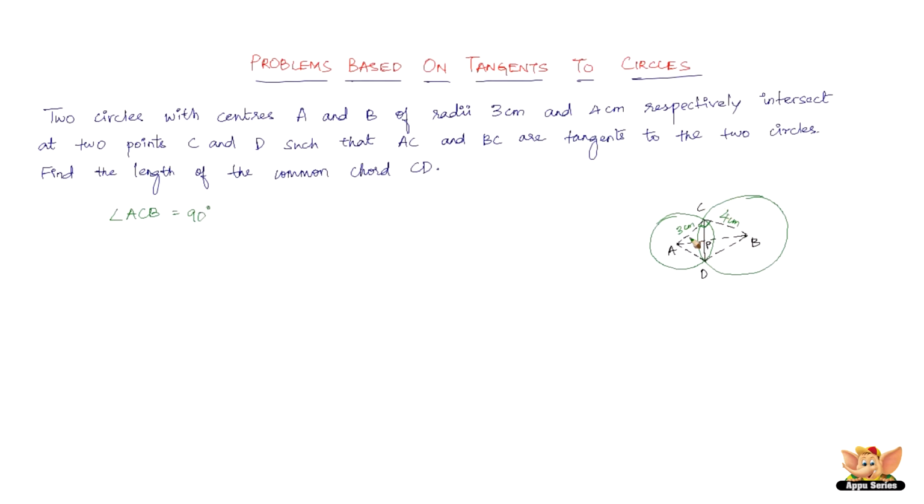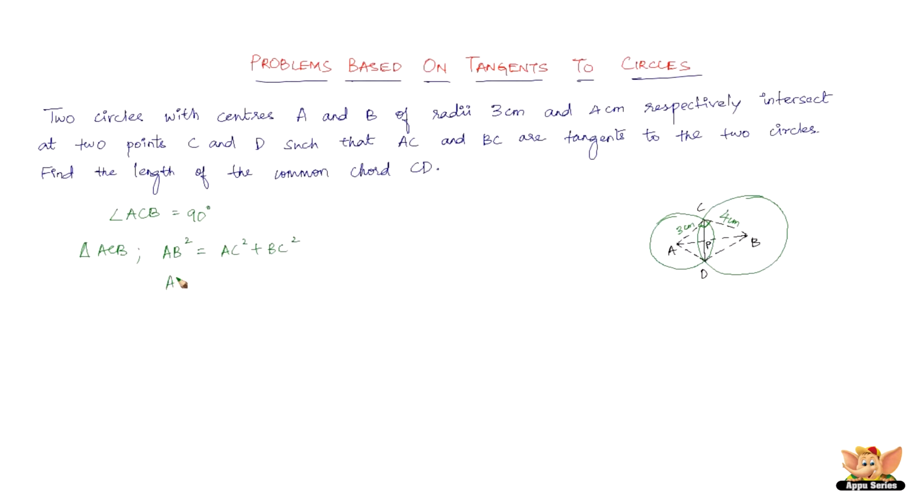So now let us consider the triangle ACB. Since we've established this is a right angle, that triangle becomes a right angle triangle. So in the triangle ACB, the side opposite to the right angle is AB. So we've got AB as the hypotenuse. So AB square, the hypotenuse square, equals the sum of the squares of the other two sides. So AB square equals AC square plus BC square.